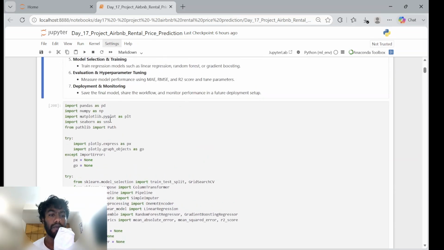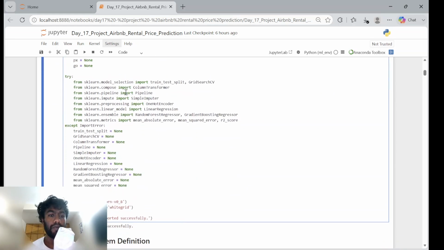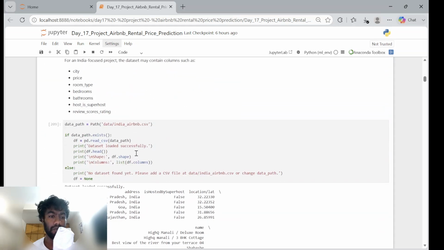So here we have some basic import statements: Pandas, NumPy, Matplotlib to plot graphs, Seaborn, Pathlib. So we are going to start off with a few import statements: train test split, column transformer, simple imputer, which we are going to use later, gradient boosting regressor, and all of these. So we are keeping all these imports ready.